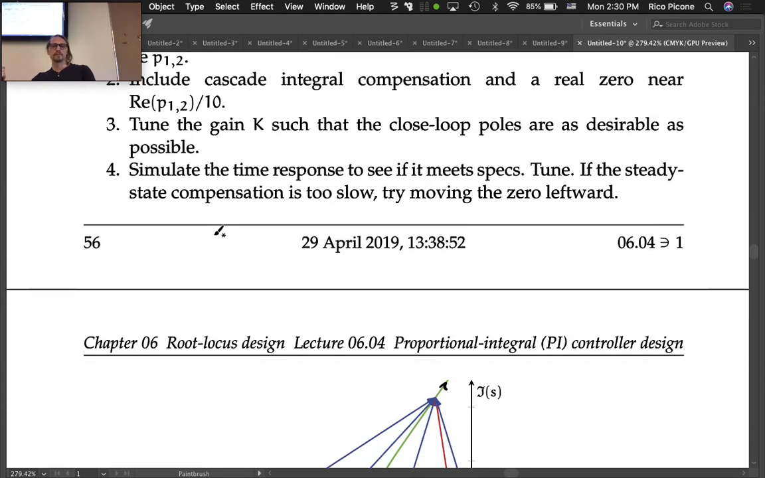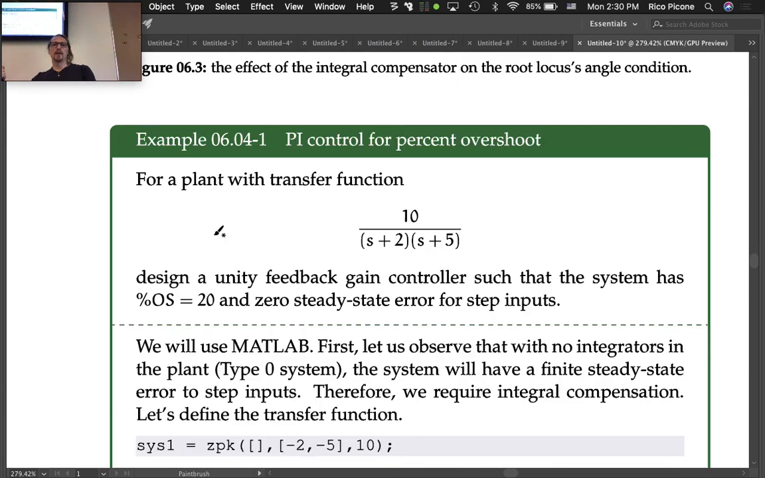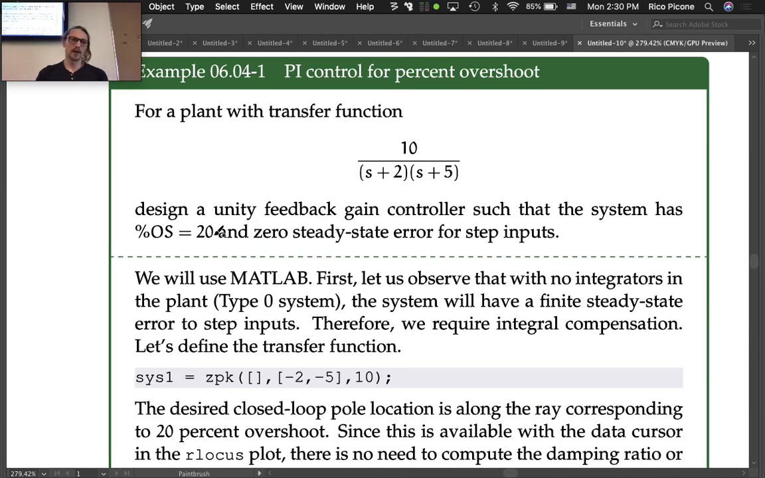Okay. So let's do an example. So if we had this plant transfer function given here, we want to design a unity feedback gain controller such that the system has 20% overshoot and 0 steady state error for step inputs. I said gain controller, but really what I mean is PI controller such that the system has 20% overshoot and 0 steady state error for step inputs.